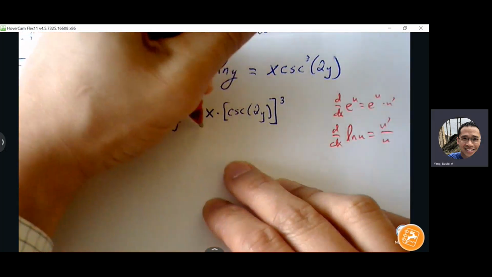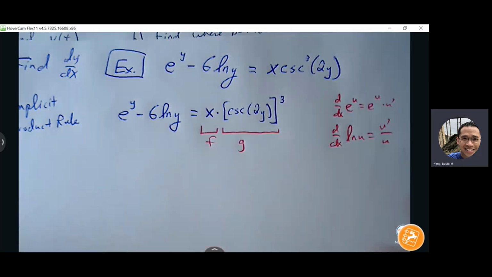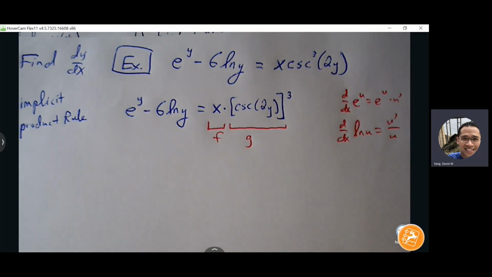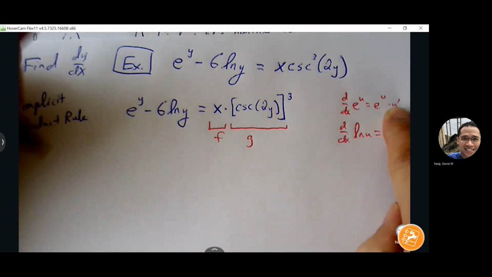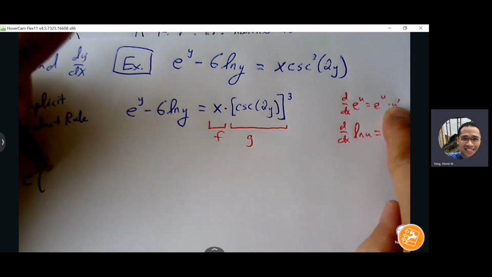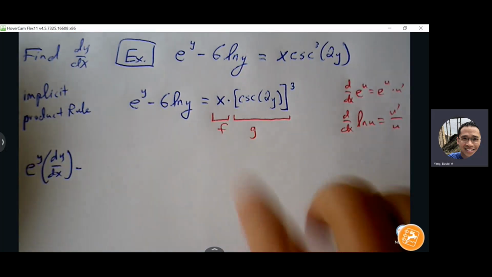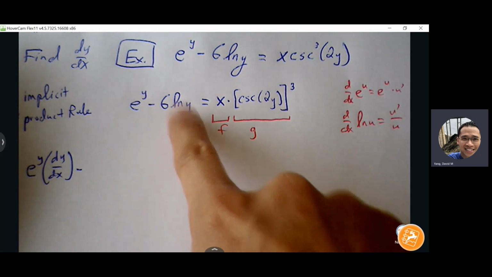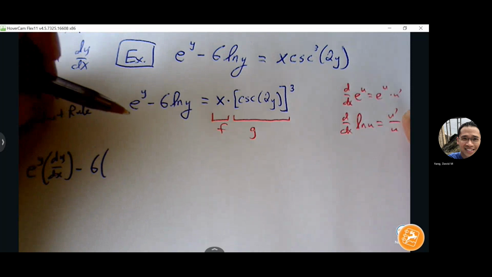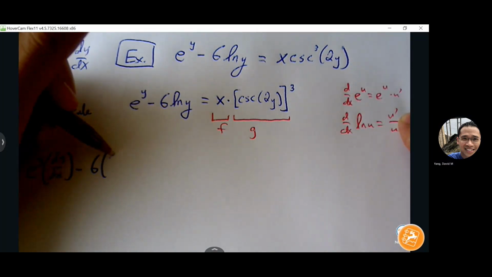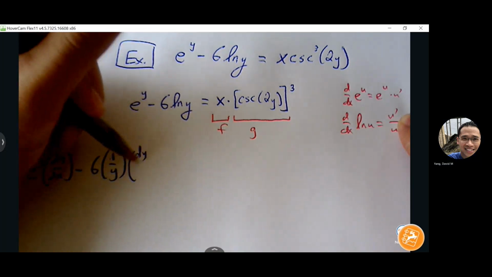Okay, let's build out our derivative here. Product rule on the right side. Implicit as we collect our dy/dx. So e to the y becomes e to the y times dy/dx. Six natural log of y, the six stays, which is the coefficient. Natural log of y becomes what? u prime over u, so 1 over y, but we just asked for y's derivative, so we also need dy/dx.